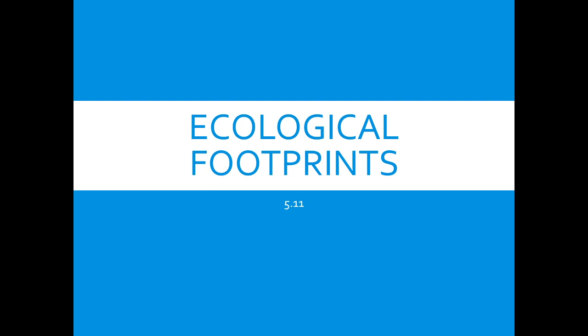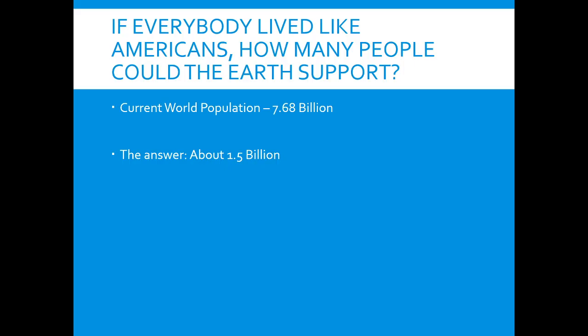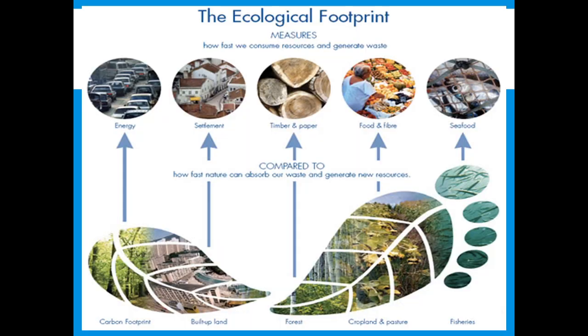This should be a review for many of you from our first unit, but we'll go over it anyways because it is important. So, if everybody lived like Americans, how many people could we support on the Earth? The answer is about 1.5 billion people. The problem, of course, is that the current world population is 7.68 billion and rising. So if everybody lived on the Earth like Americans do, we would run out very quickly.